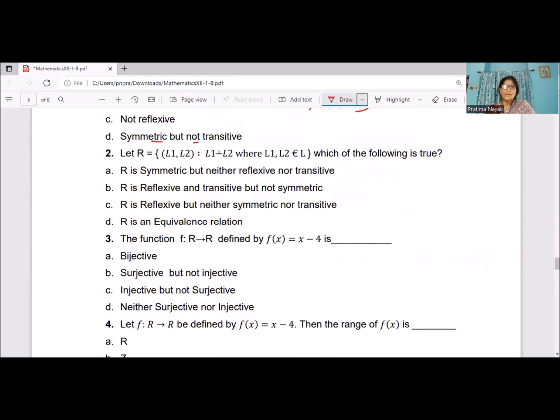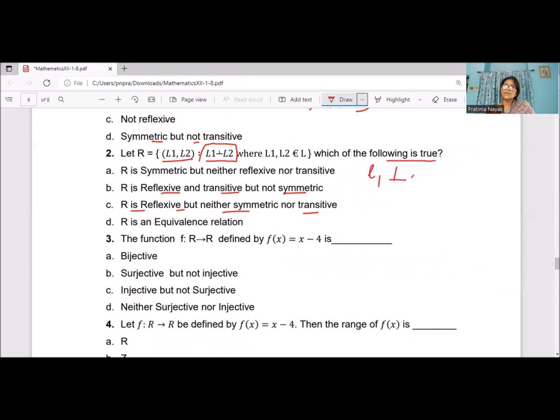Same question, set of lines. The definition is L1 is perpendicular to L2, taking the relation (L1, L2). Which one of the following is true? R is symmetric but neither reflexive nor transitive. R is reflexive and transitive, not symmetric. R is reflexive, neither symmetric nor transitive. R is an equivalence relation. Now see the line perpendicular.